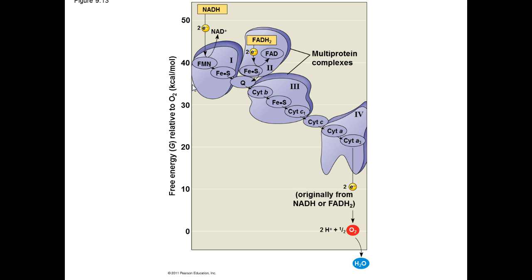I wanted to give you the actual name: flavin mononucleotide. You've got this one with the Fe. You've got different carriers here too, besides these multi-protein complexes. You also have cytochromes. Most of the remaining electron carriers between coenzyme Q, which is right here, and the oxygen at the end are cytochromes.